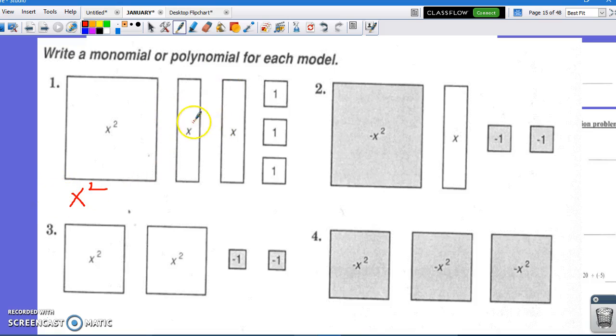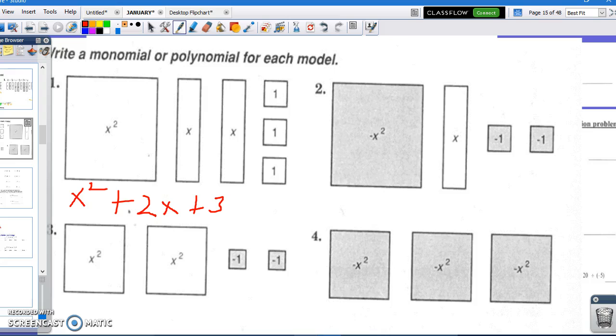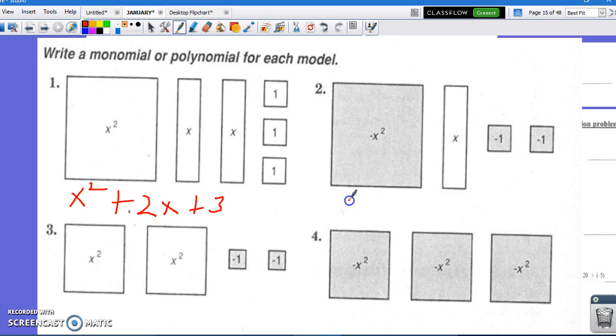And then you're combining, which means add. And how many x's do you have? 1, 2. So plus 2x. And then I have 3 digits. So plus, how many digits do we see? 3. That easy. Looking at this one, you have a negative x squared, and there's only one of them. So negative x squared, combine, which means add, 1x, remember ones are invisible, plus, how many digits do you have? 2 negative ones. So you can write it like this.